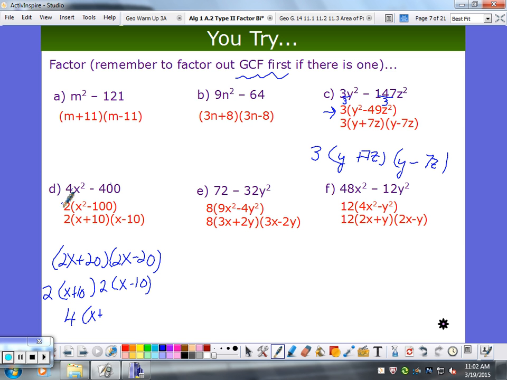Oh, this is wrong. This should be a 4. 4 times x plus 10, x minus 10. Was that your comment? This is wrong because it was. But look at that. So I got back there. You always have to check. Now it's better if you find it first.